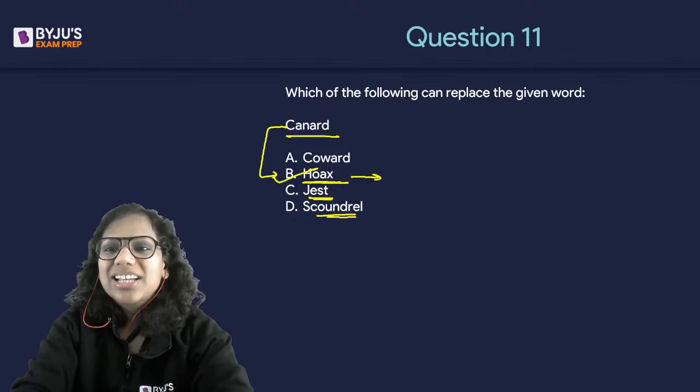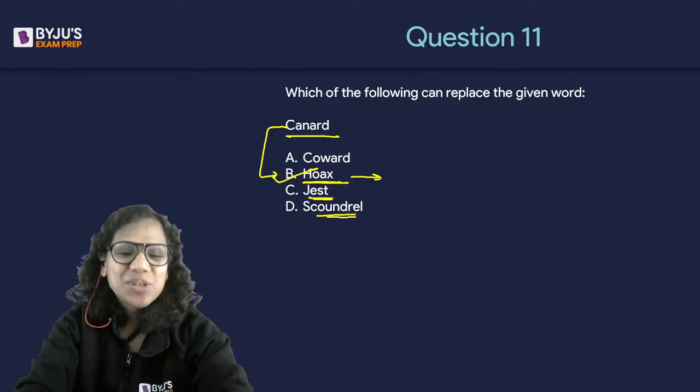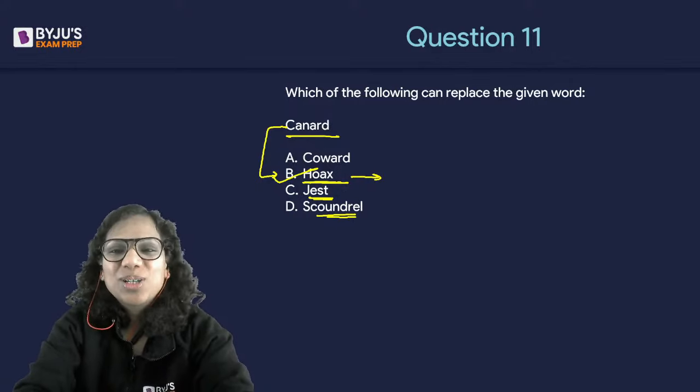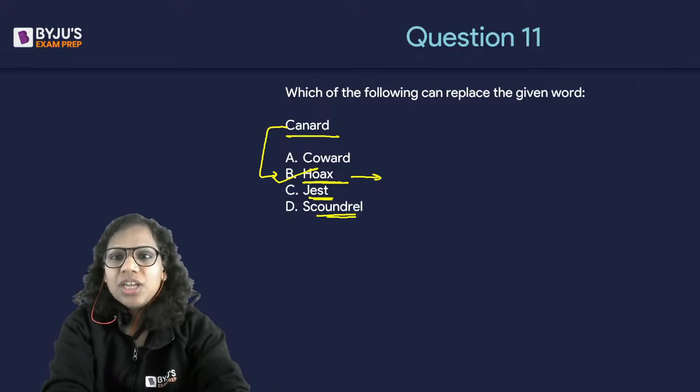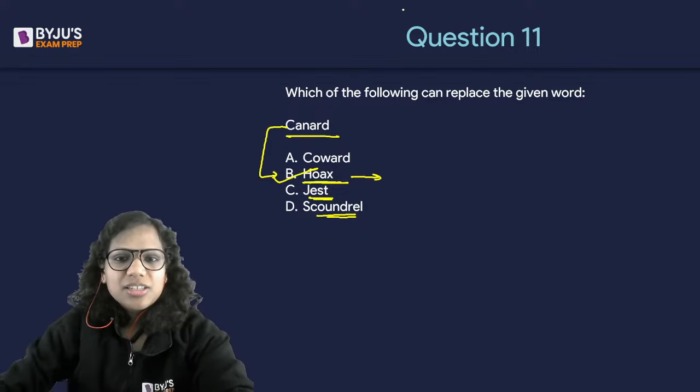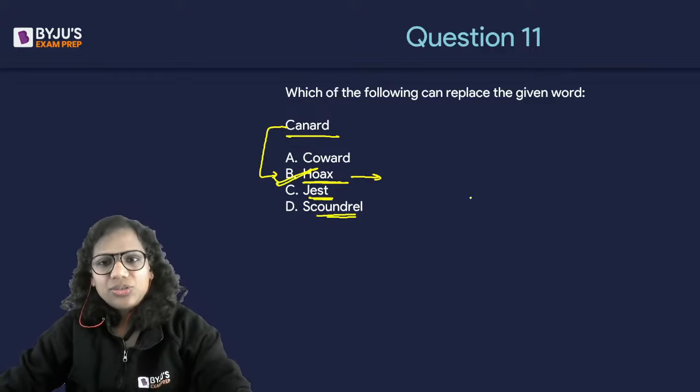It looks like that probably it would mean coward just because of the fact that they're similar words, but no, canard means a hoax. Any news item that turns out to be false, that is a canard. So an unfounded rumor, an unfounded story, right? And that is why our answer is B, not the others.